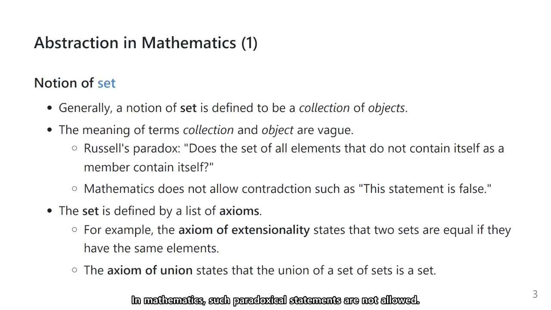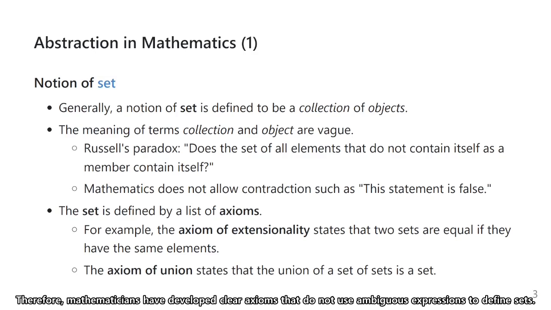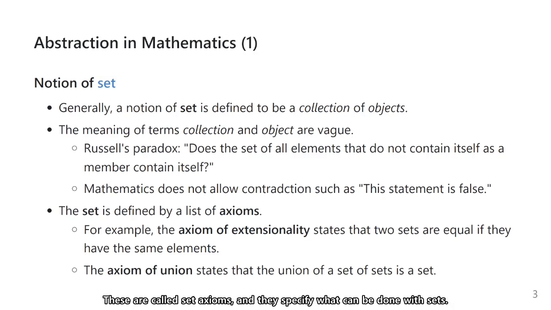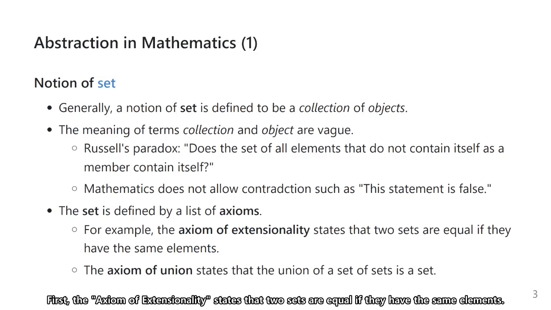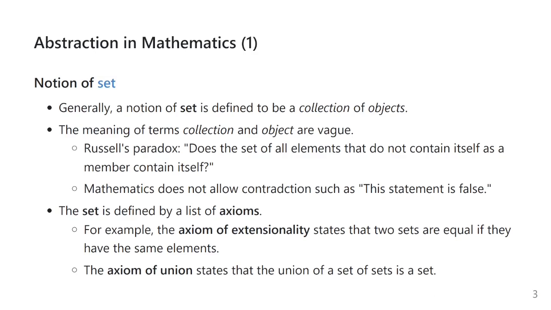In mathematics, such paradoxical statements are not allowed. Therefore, mathematicians have developed clear axioms that do not use ambiguous expressions to define sets. These are called set axioms, and they specify what can be done with sets. Let's look at a few examples. First, the axiom of extensionality states that two sets are equal if they have the same elements. This means that equality can be determined by comparing the elements of two sets.